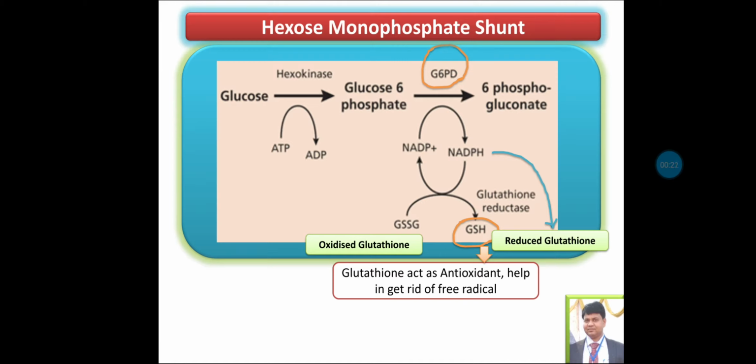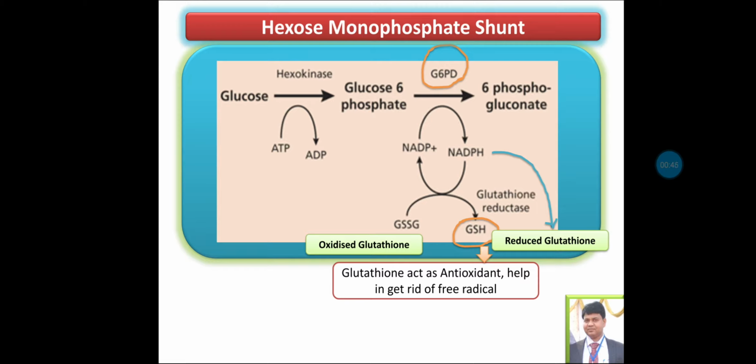If we go through the role of the G6PD enzyme, it is involved in a pathway called the hexose monophosphate shunt. In this pathway, glucose is converted into glucose 6 phosphate, and this glucose 6 phosphate is converted into 6 phosphogluconate, or gluconic acid.